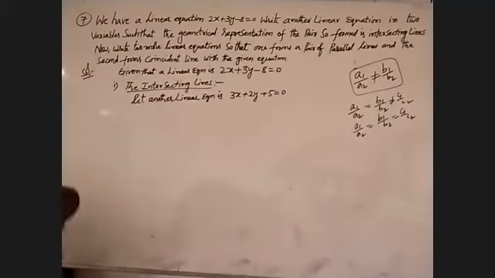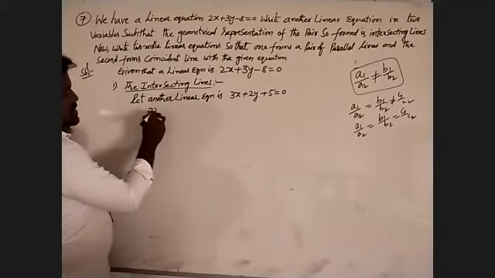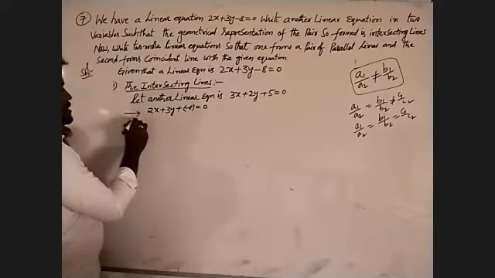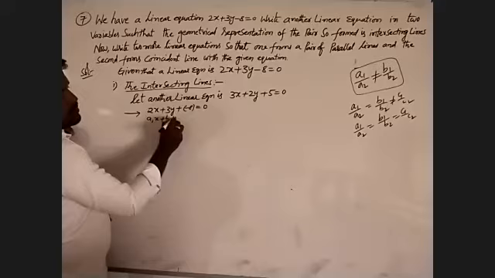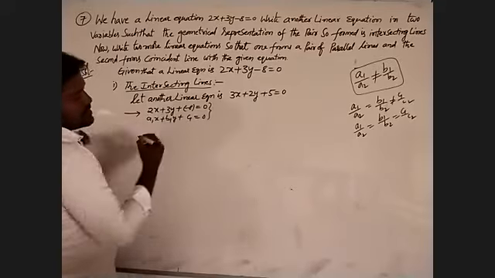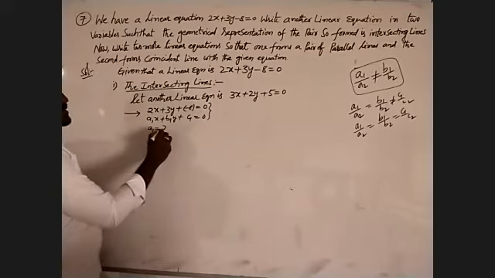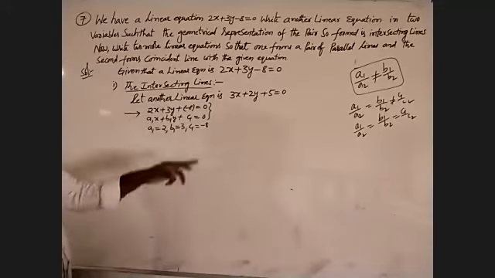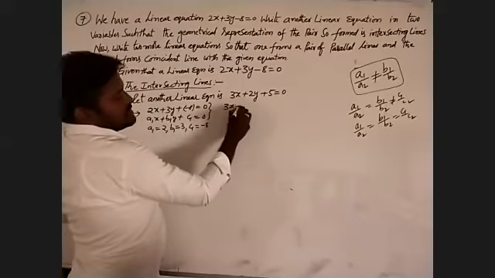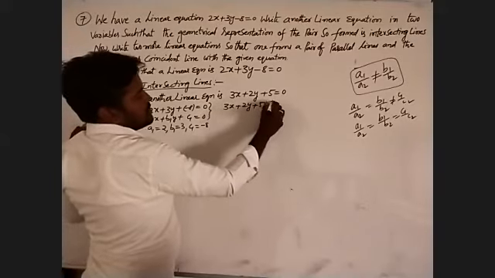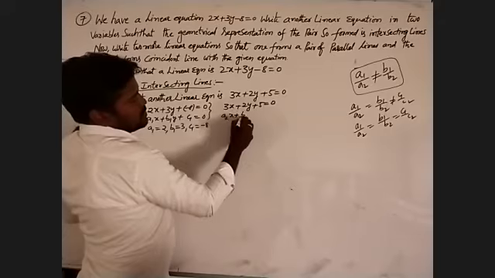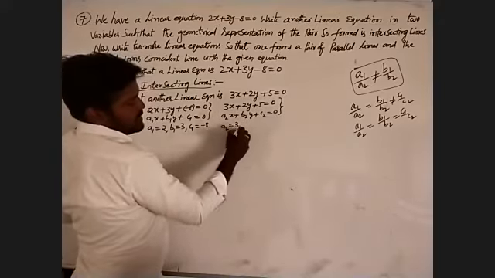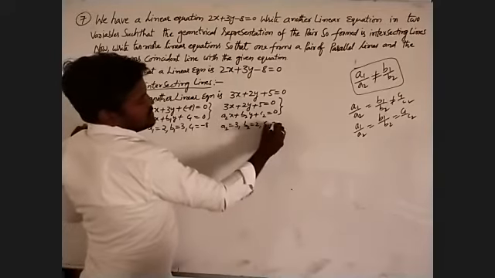We have to compare these two equations. Here the first equation is 2x plus 3y minus 8 becomes 0. This we compare with a1x plus b1y plus c1 equal to 0. We know that a1 is equal to 2, b1 is equal to 3, c1 is equal to minus 8. Then we compare the equation 3x plus 2y plus 5 becomes 0 with a2x plus b2y plus c2 becomes 0, where a2 becomes 3, b2 becomes 2, c2 becomes 5.